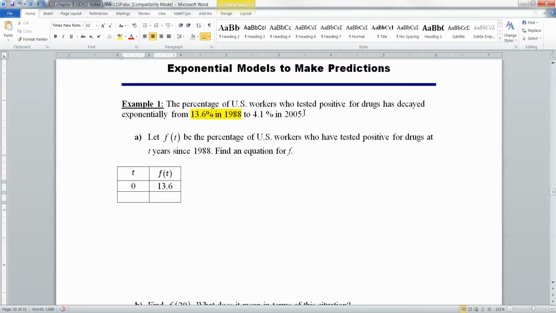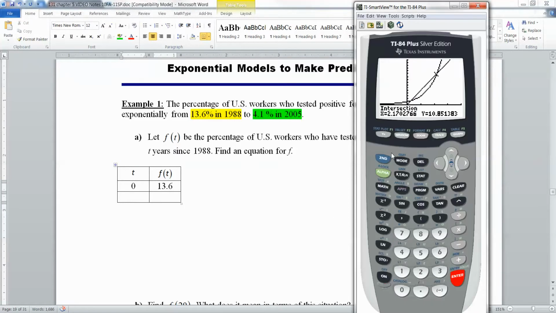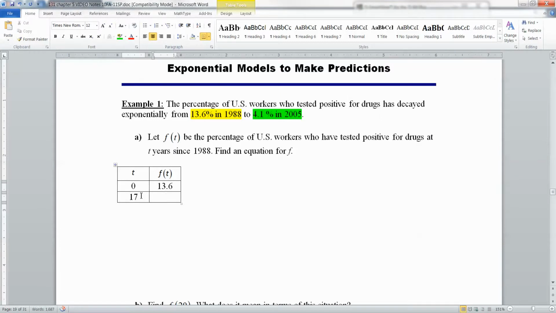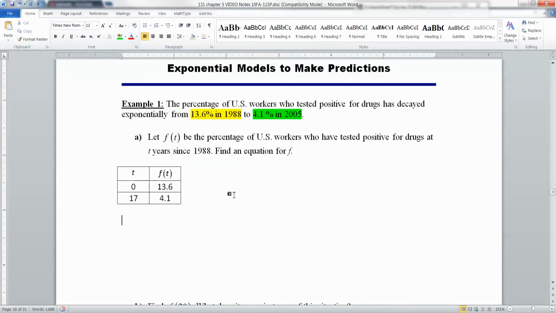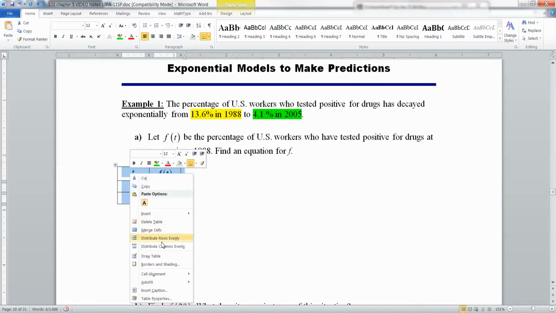And then down here it says 4.1% in 2005. So that means 2005. All right, 2005, take away 1988, enter, make 17. So we have 17, 4.1. Okay, so then that helps because we have the bits that we're going to need in order to find our equation.